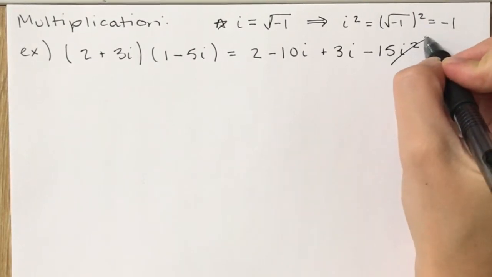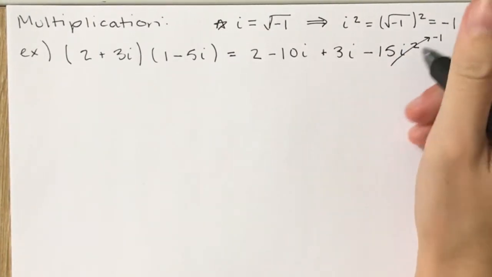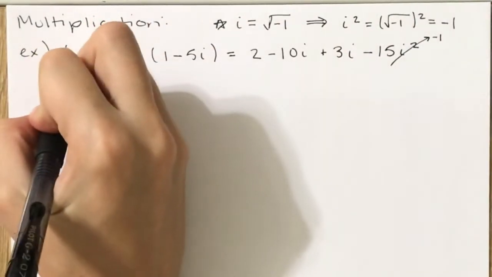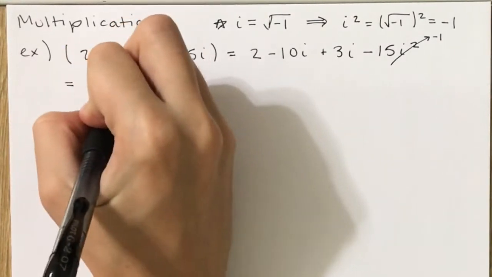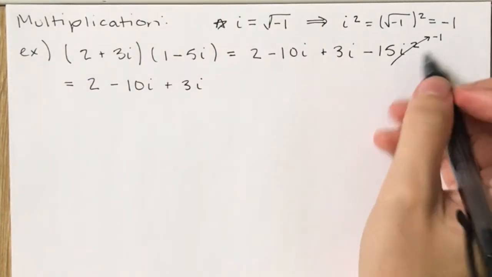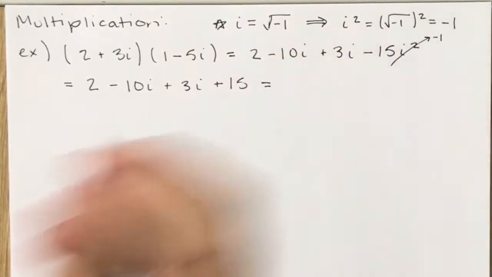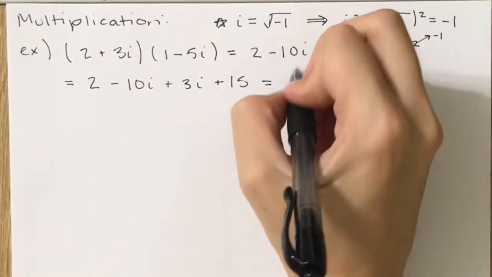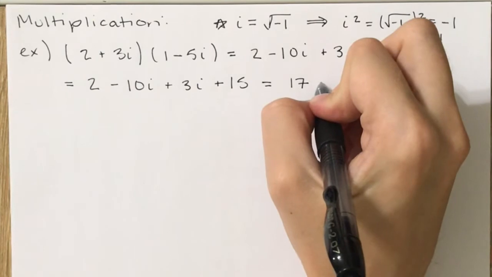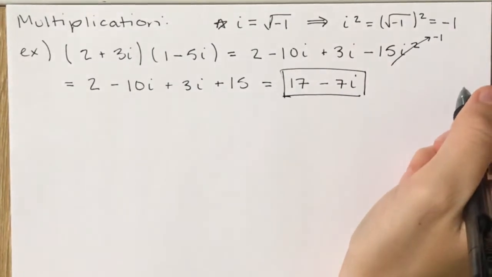I'm going to do that by drawing an arrow through i squared and writing negative 1, right? The arrow is pointing to what it's going to be. So this is going to be negative 1. If I do that multiplication, then I have 2 minus 10i plus 3i minus 15 times negative 1 gives me positive 15. When I add my like terms together, I have 2 plus 15, which is 17. And then negative 10i plus 3i, which is negative 7i. So my answer here is 17 minus 7i.